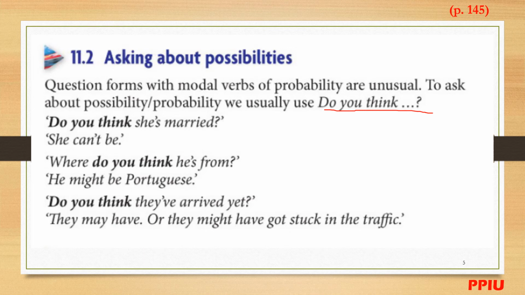Where do you think he's from? He might be Portuguese. Do you think they have arrived yet? They may have, or they might have got stuck in the traffic. You got it? So when we form a question, modal verbs of probability are unusual to ask.